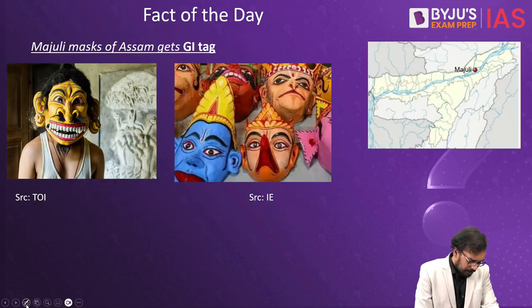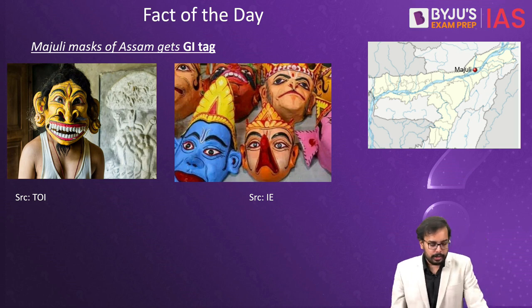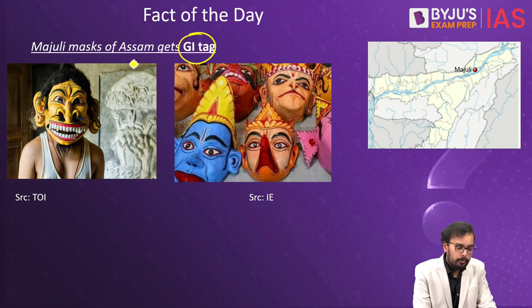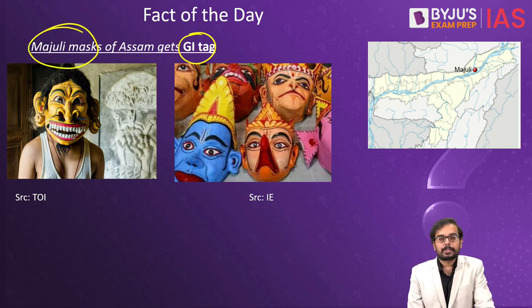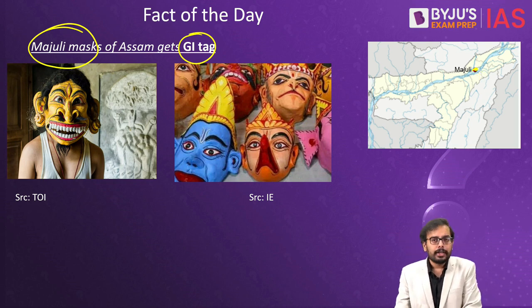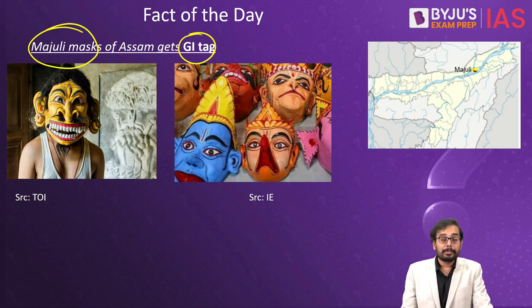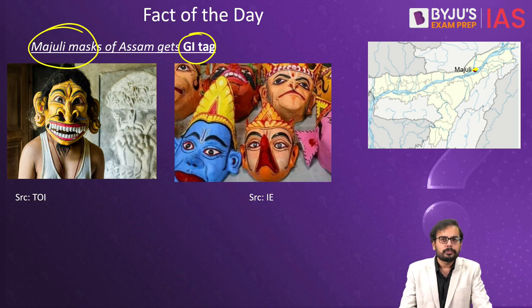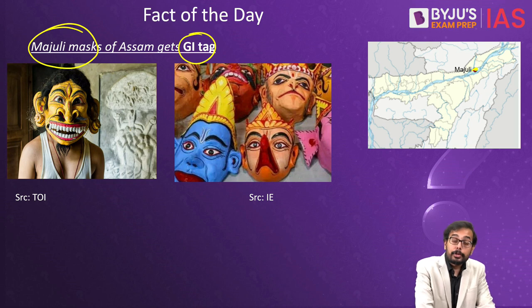Now we'll take up the fact of the day. Quite interesting. Recently the Government of India gave a GI tag for Assam's Majuli mask. So where is Majuli? Majuli is a riverine island in Assam, on the river Brahmaputra. In this island, the culture is mainly Vaishnavism, also Neo-Vaishnavism. One of the crucial aspects of Neo-Vaishnavism is the Majuli mask.